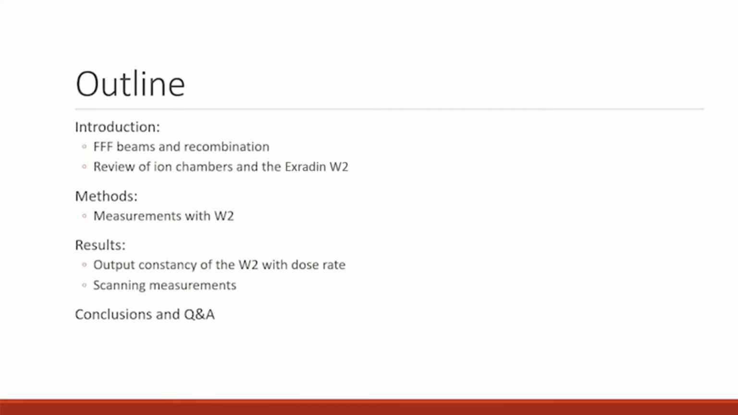So first, we're going to start with a brief introduction. I'm going to review flattening filter beams and ion recombination, and review the basics of ion chambers and the Exradin W2. Then I'm going to go over how we took the measurements with the W2 and show our results, which is going to cover output constancy of the W2 and the ion chamber with dose rate, as well as our scanning measurements of PDD and profiles in small fields. Following that, we'll have some conclusions, and then we can open it up for Q&A.